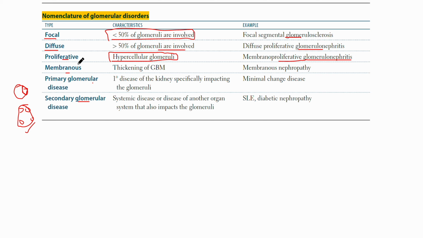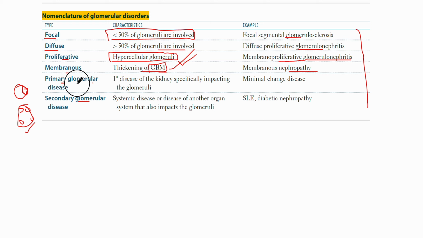We'll talk about that. And in membranous cases, there is thickening of the GBM, right? That is the glomerular basement membrane thickening, and it is seen in membranous nephropathy. There are various underlying causes of this. We'll talk about all these things, right? So we just want to know about the nomenclature, what is said for what.